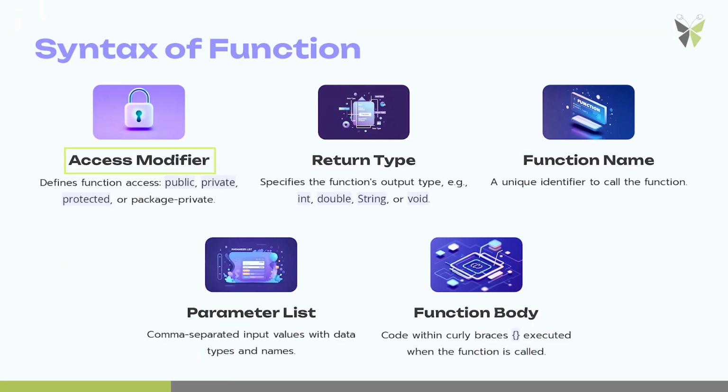So as I said, there are 3 major access modifiers. We have public, private and protected. Then we have your return type. So return type by default, even if you don't want to return a value, keep it as void. But if you have a type, you can specify that type that you want to return.